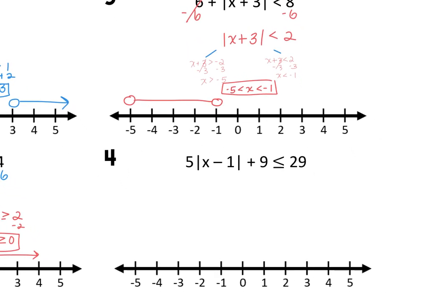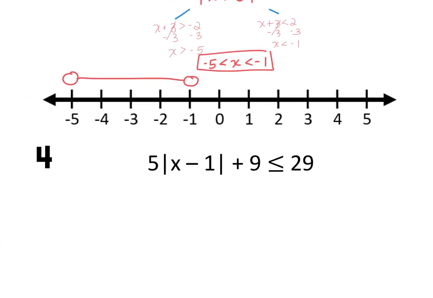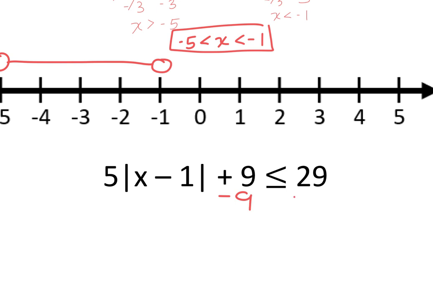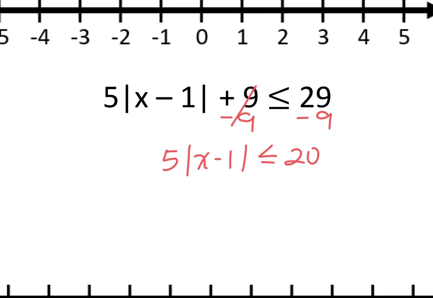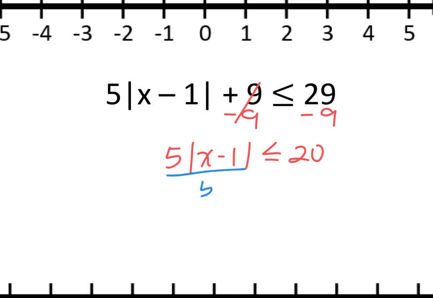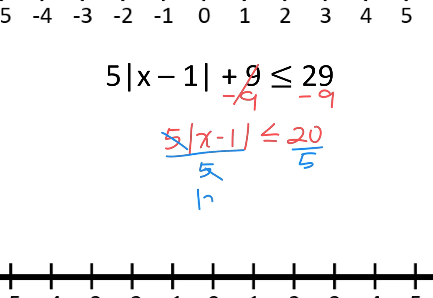All right, last one, number 4. And again, this one I'm going to solve in the condensed form from the very beginning. That way you'll have one of each, so you can use whichever method you prefer. I've got to get the absolute value by itself first, so I'm going to subtract the 9, which leaves me with 5 times the absolute value of x minus 1 is less than or equal to 20. Then I divide by the 5, giving me the absolute value of x minus 1 has to be less than or equal to 4.